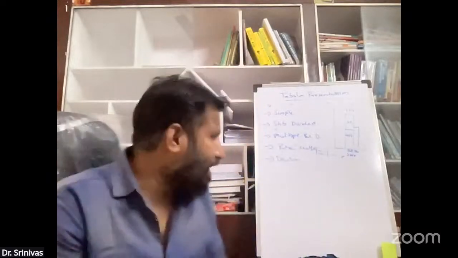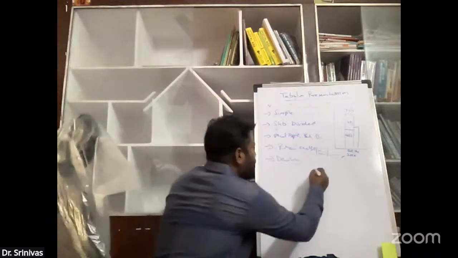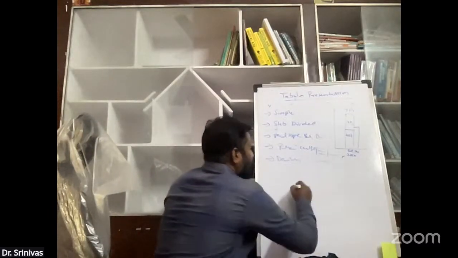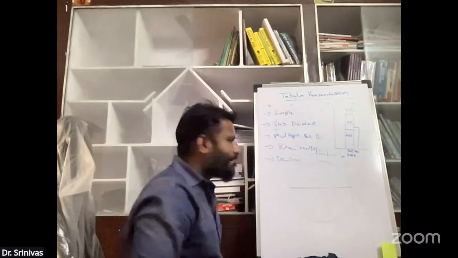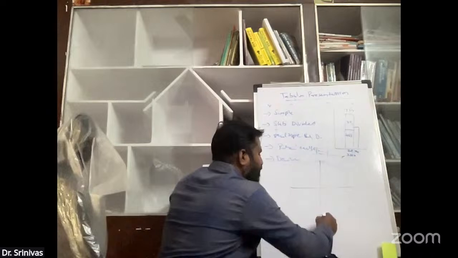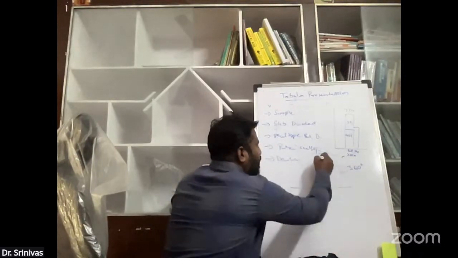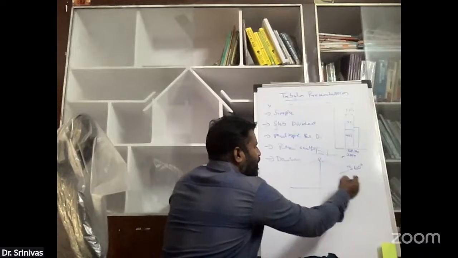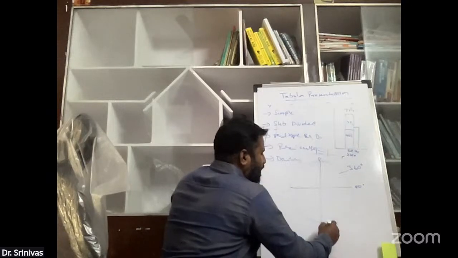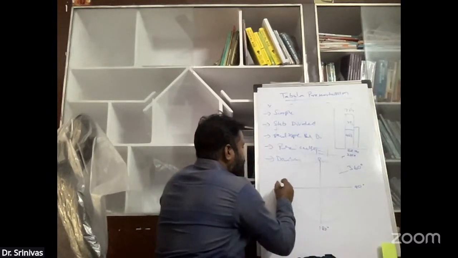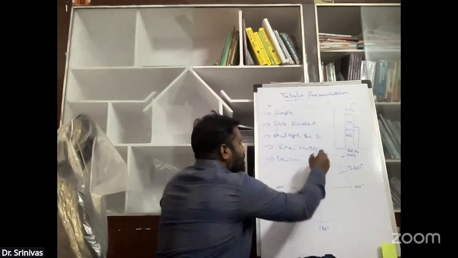Why 360? Generally, in any pie chart, this is 180 degrees. Am I correct? Yes, sir. This pie chart consists of 360 degrees generally. From 0 to here, up to here is 90 degrees, from here 180 degrees, here 270 degrees, and here again 360 degrees.